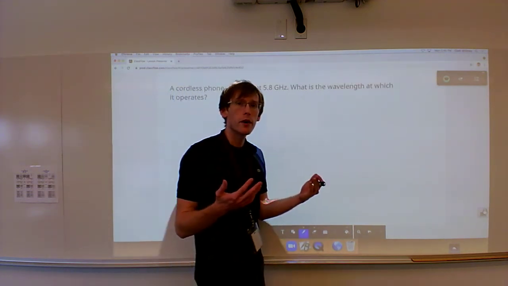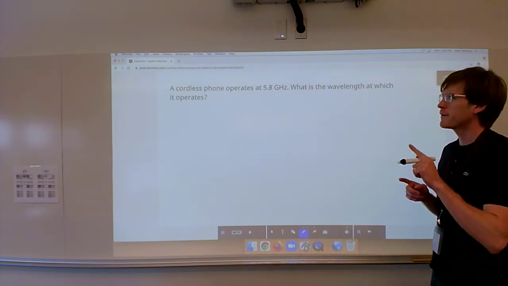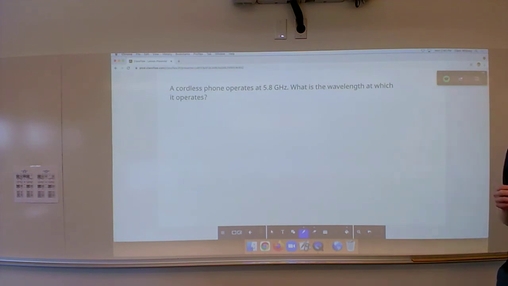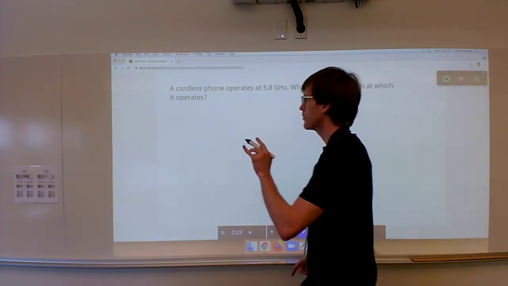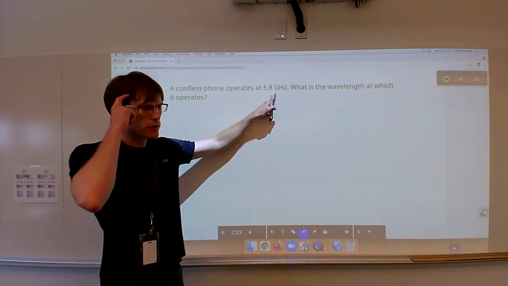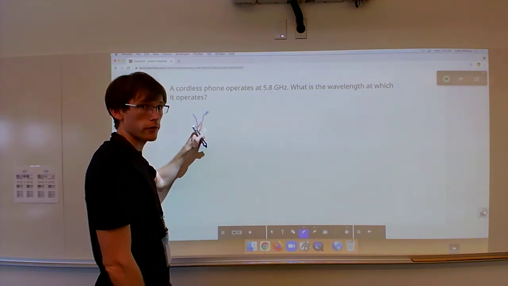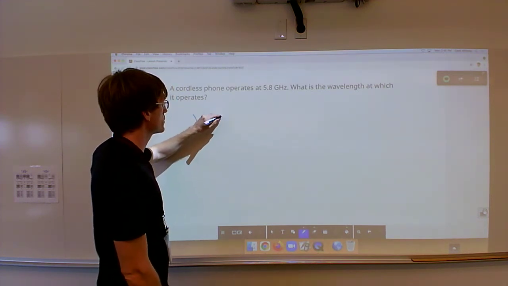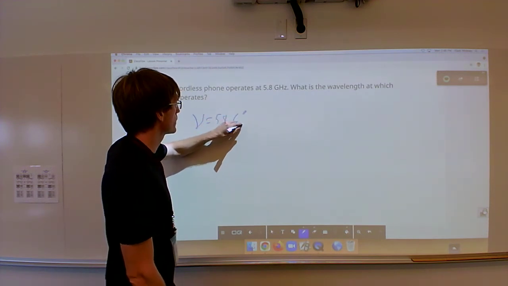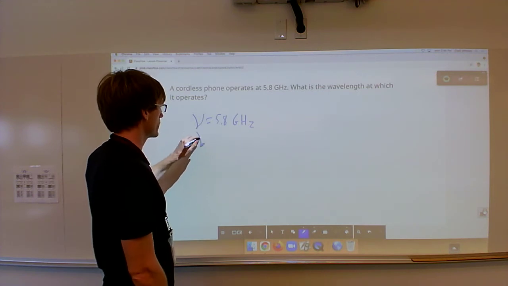So let's say we are given a question. A cordless phone operates at 5.8 gigahertz. What is the wavelength at which it operates? So we know, let's see, gigahertz, that's hertz. So we know that nu, our frequency, is equal to 5.8 gigahertz. And we're trying to find lambda.